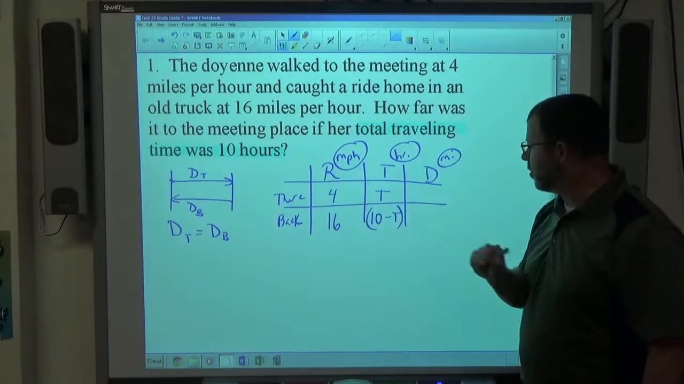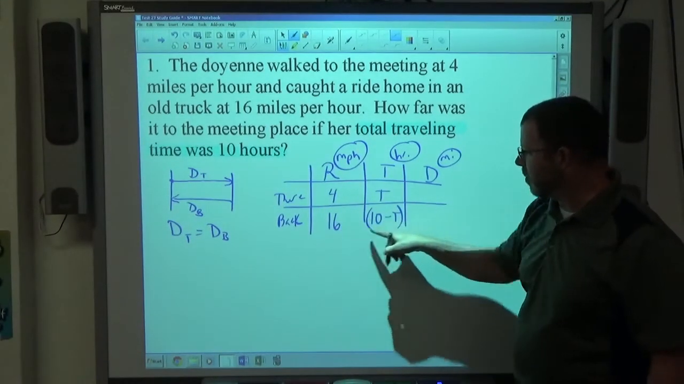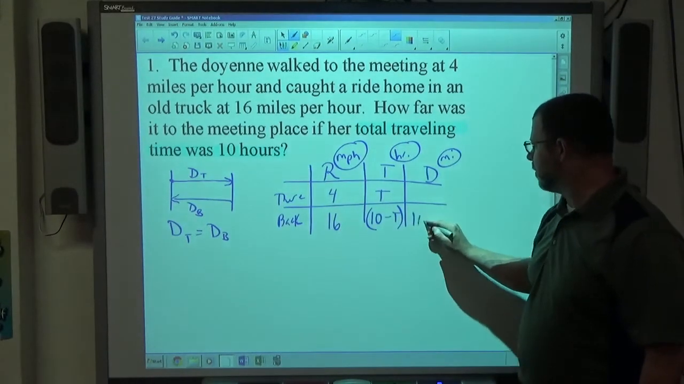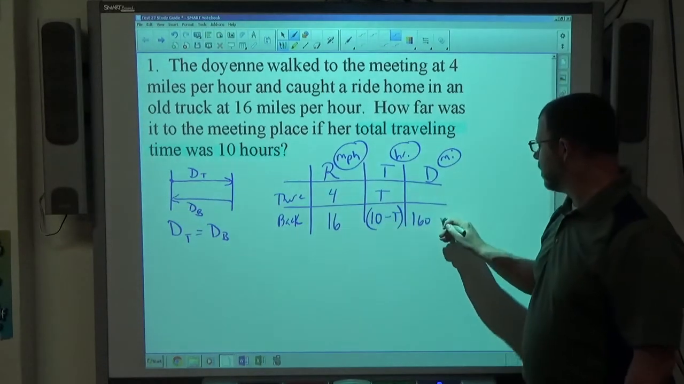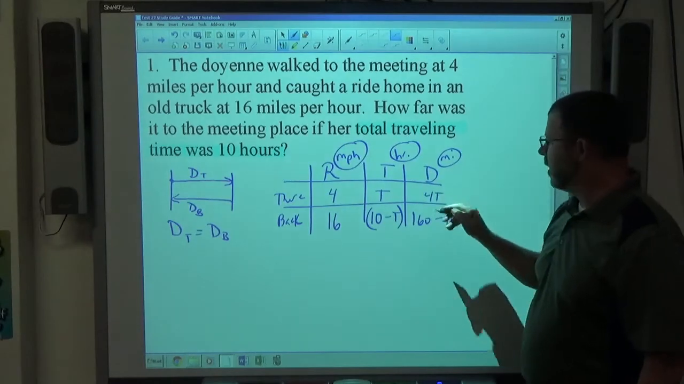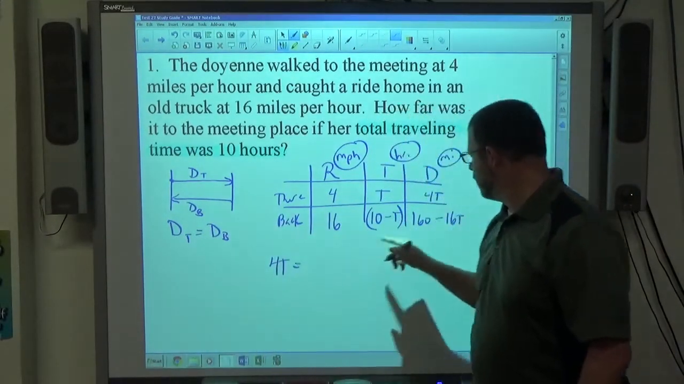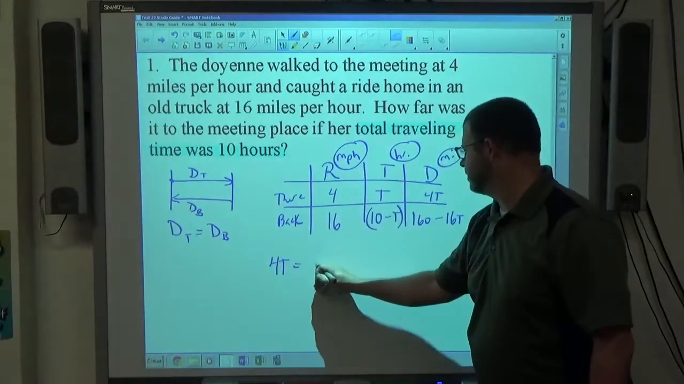10 minus t, of course, is a binomial, so when we multiply rate times time to get distance, we have to do the distributive property. 16 times 10 is 160. 16 times minus t is minus 16t. 4 times t is just 4t. This is the distance there, which equals the distance back.